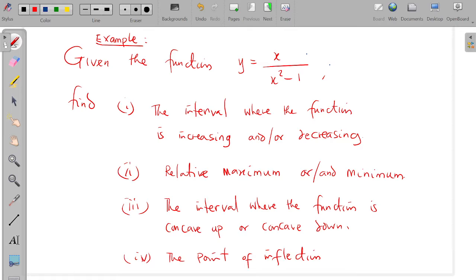Alright, we are going to be taking this example. Given the function, we want to find the interval where the function is increasing and/or decreasing. We want to find the relative maximum and minimum. We want to find the interval where the function is concave up or concave down, and then we want to find the point of inflection. Okay, so this is the function.